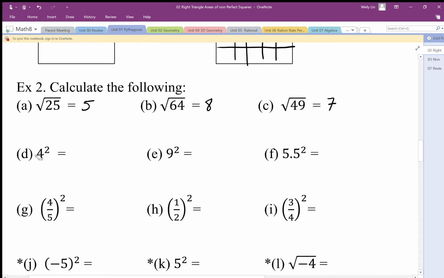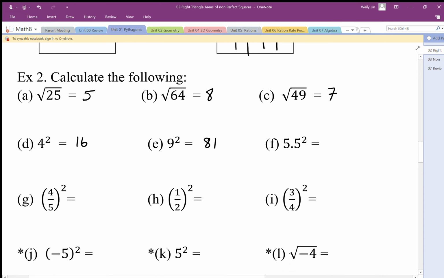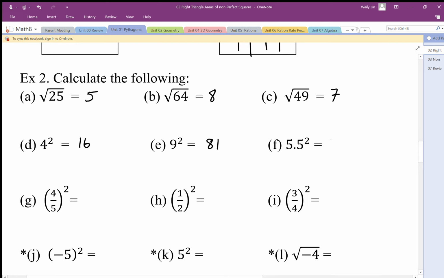This is the opposite. If I square, I start with the side length, I square it, and I get the number of squares inside. So if I have my side length of 4, I can draw 16 squares on the inside. 9 squared is going to be 81 squares in the middle, so a side length of 9 gives me 81 squares. Here the side length is 5.5. If I square this, I'm going to end up with 30.25.